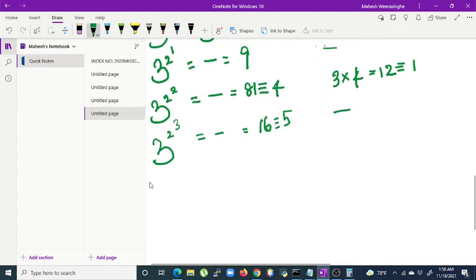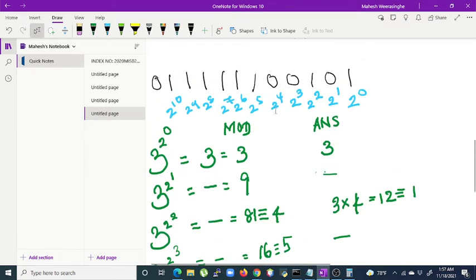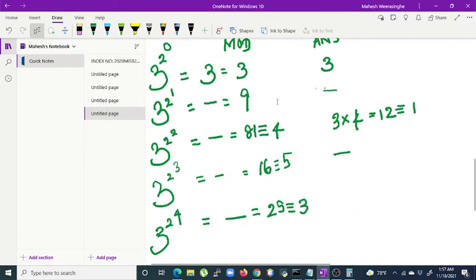Now let me go to this next one. 3 to the power 2 to the power 4. Here there should be 5 squared. 5 squared means 25. But the mod value is 3, because when I divide 25 by 11, the remainder is 3. Let me check whether this goes to the answer. 3 to the power 4 is also not going to the answer, because it's also 0. So I'm just putting a dash here.